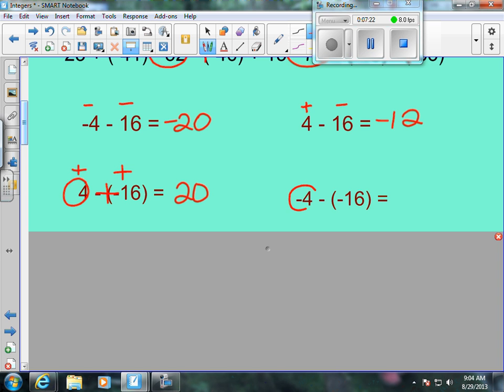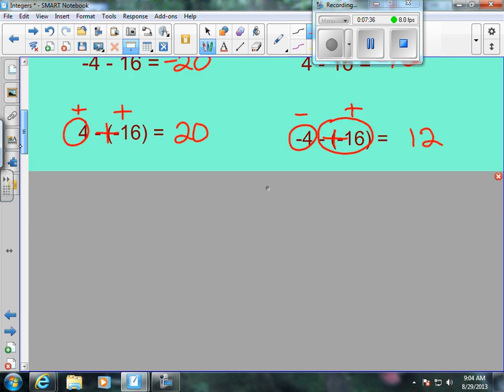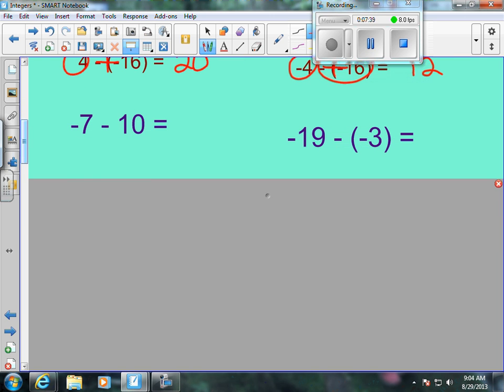This problem, we have a negative 4 and a positive 16. Different signs, subtract, and keep the sign of the bigger number so it stays positive. A couple more examples.